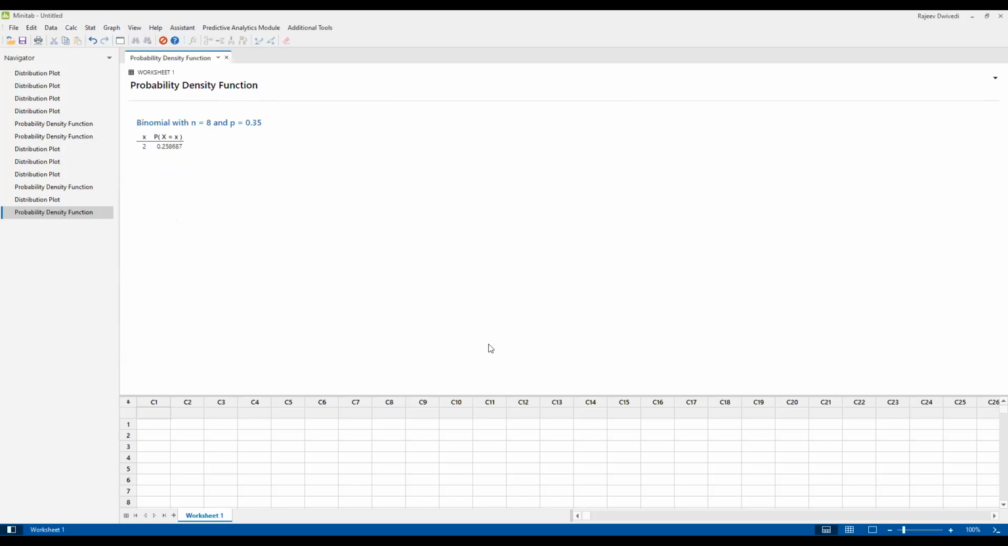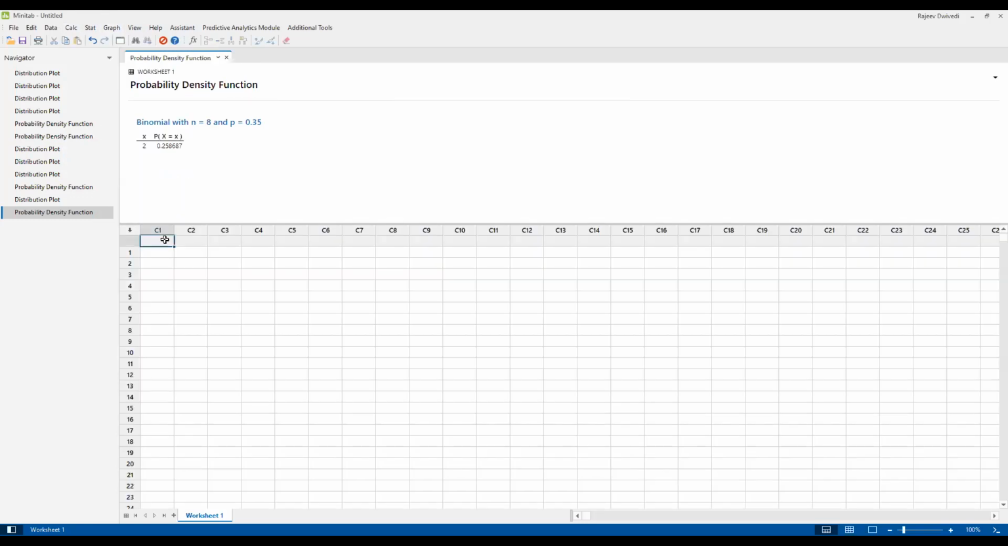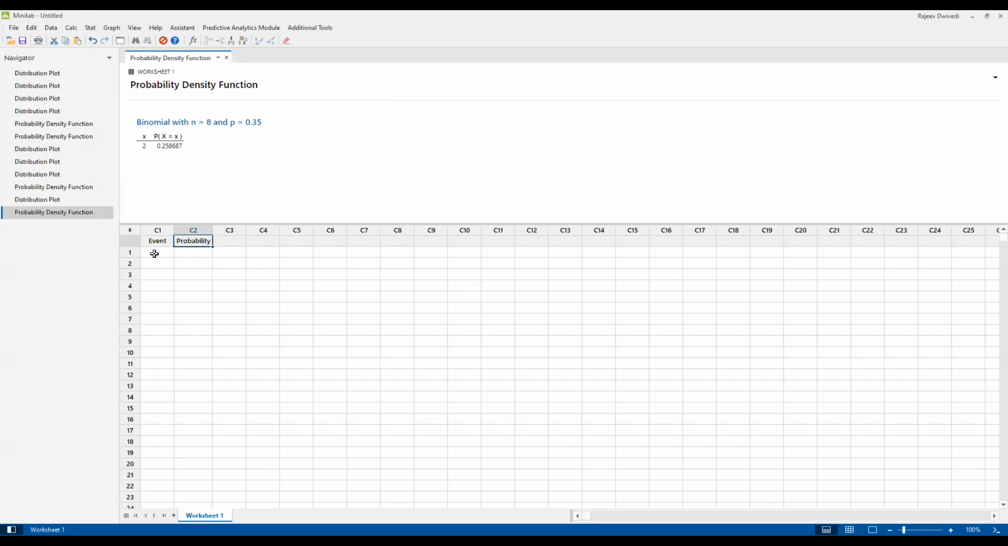Now I'm going to explain one more option. This is the event, and this is the corresponding probability I'm going to see. So let's say events 0, 1, 2, 3, 4, 5, 6, 7, 8. Why am I using 8? Because I selected a sample of 8. What is the probability that all 8 will be female? This is also possible. Therefore, I can't have more than 8 events. Now I'm going to see the probability of each of them.